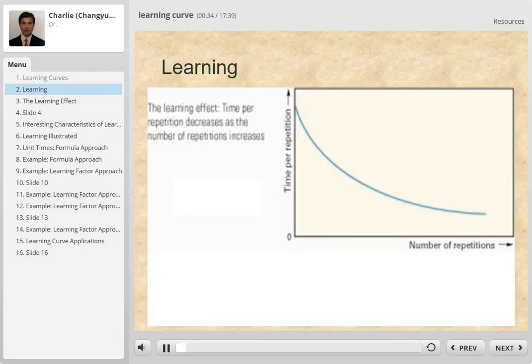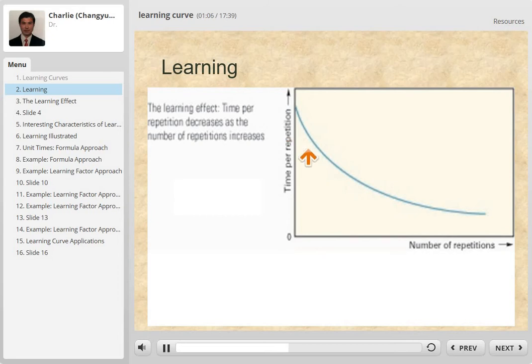Analytically, we can look at this learning effect this way. We have a horizontal axis, which is the number of repetitions. So it goes from 0 to the right hand, as the number of repetitions increases. The vertical axis is the time we need to finish the job, so it starts from 0 to a higher number.